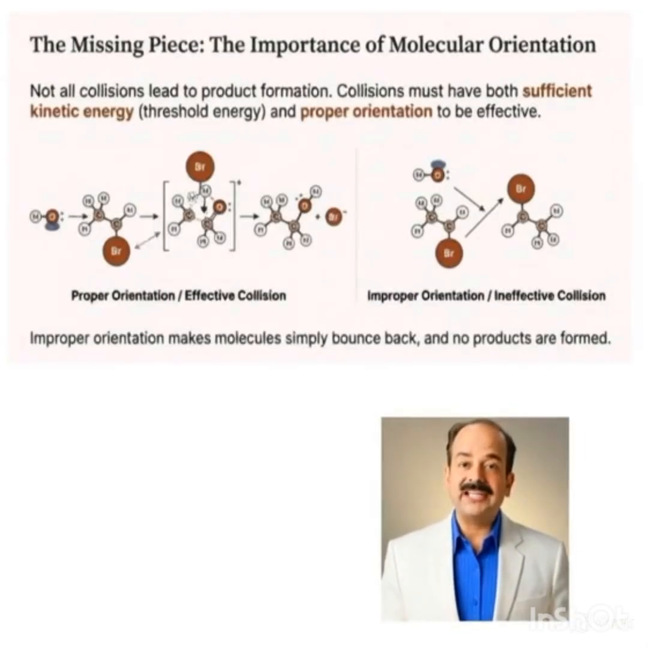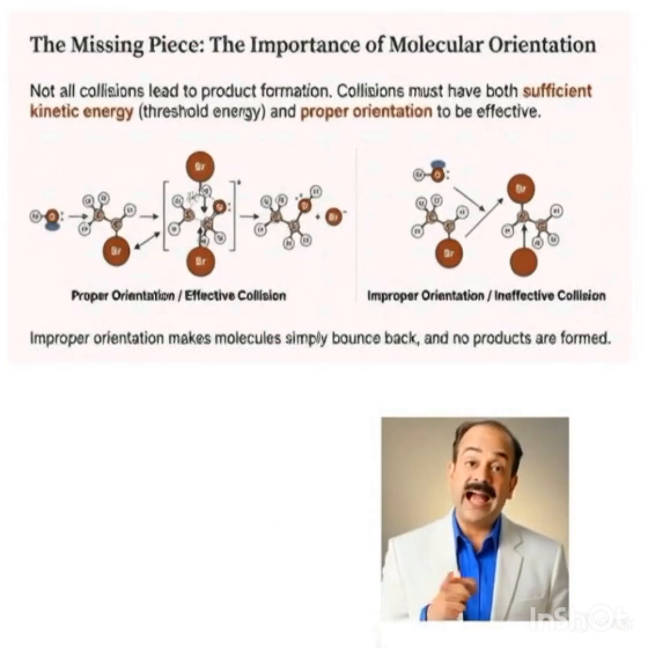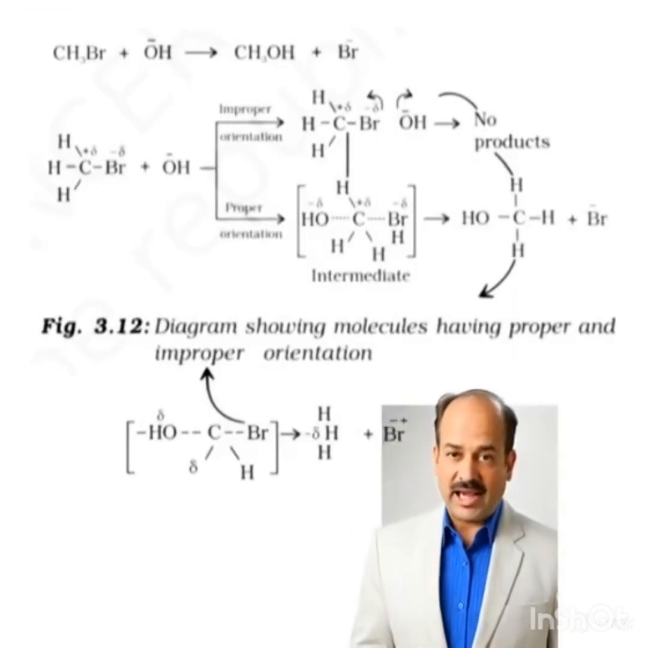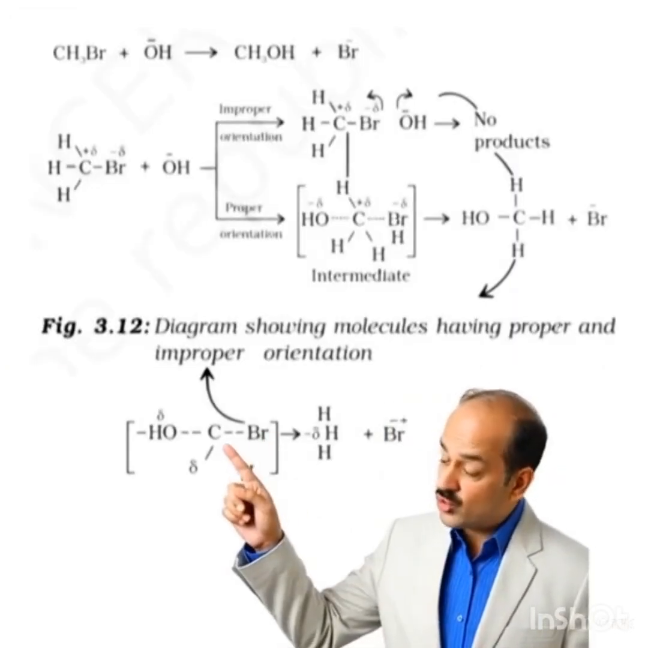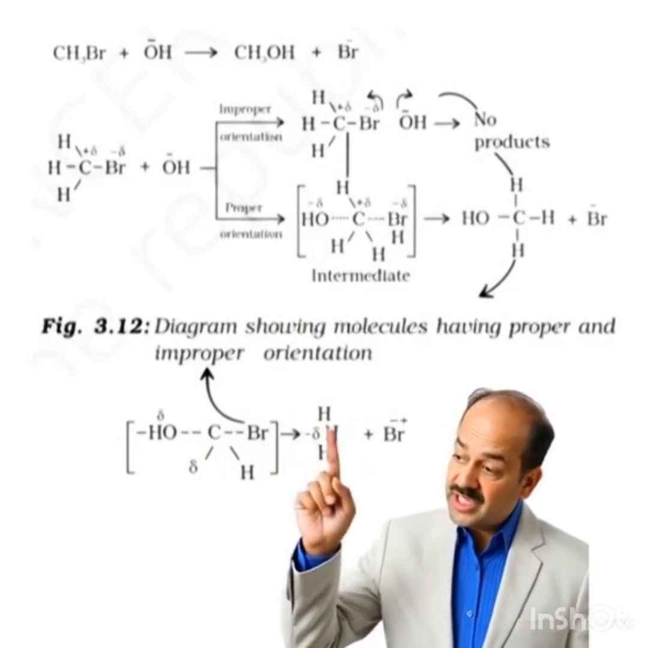The effect of orientation is very important in chemical reactions. Proper orientation allows molecules to react and form products. This diagram shows a chemical reaction. If the molecules have improper orientation, no products form. But with proper orientation, the reaction proceeds successfully.